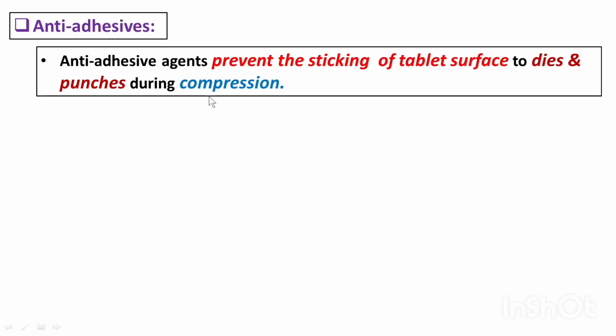Next, the next excipient is anti-adhesive. So what is anti-adhesive? These are the agents that prevent the sticking of the tablet surface to the die and punches during compression. When we compress the granules, we need to use these anti-adhesive agents, which will prevent the sticking problem of tablets to the dies and punches, right?